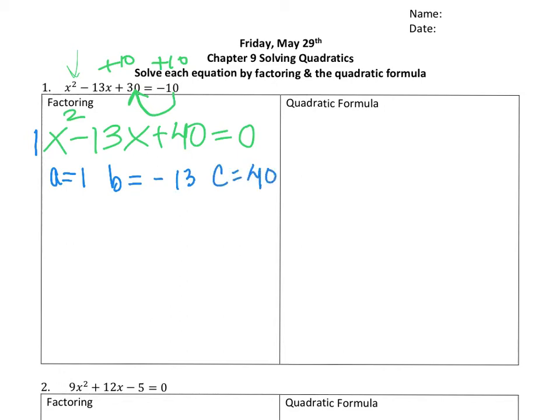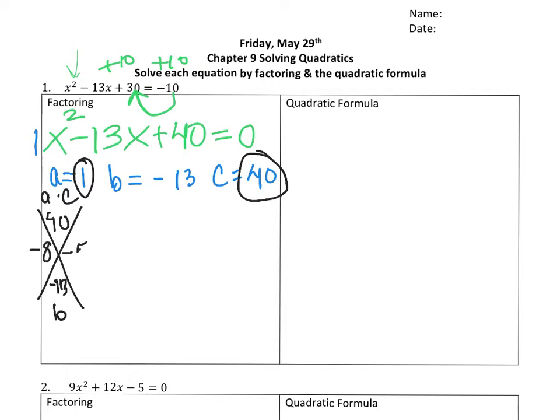So remember, when we're factoring, we're looking for combinations of numbers that multiply to a times c. So 1 times 40, that add to b. So that add to your b value. So that adds negative 13. So that combo is negative 8 and negative 5. They both multiply to positive 40 and they add to negative 13.